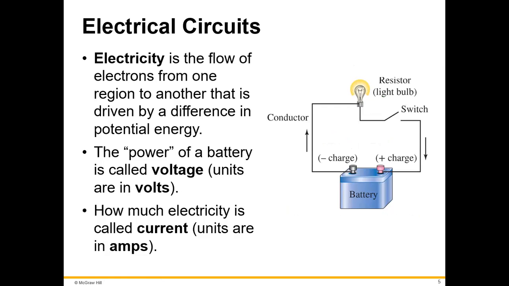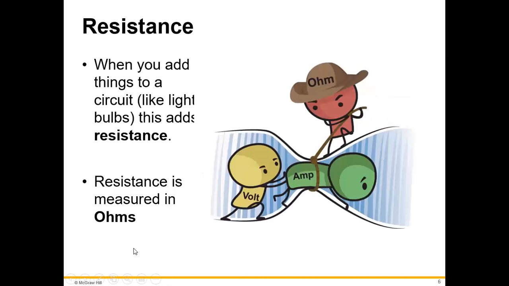So as I just said, the electricity is the flow of electrons. And the power of a battery is called the voltage. So how much power your battery has is in reference to its voltage, and we measure voltage in a unit called the volt. How much electricity is in your wire, that is called the current, and we measure that in amperes, amps for short. And then when you add anything to a circuit like a light bulb, this adds resistance. So that means that it slows down the current. And so resistance is measured in ohms.